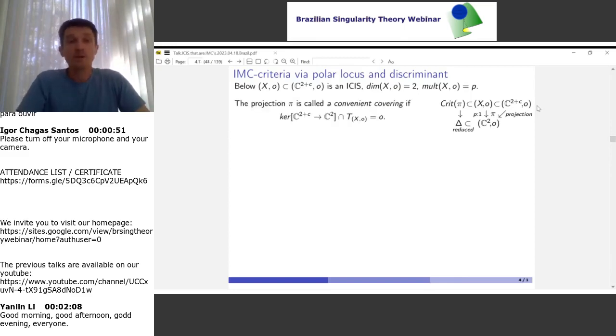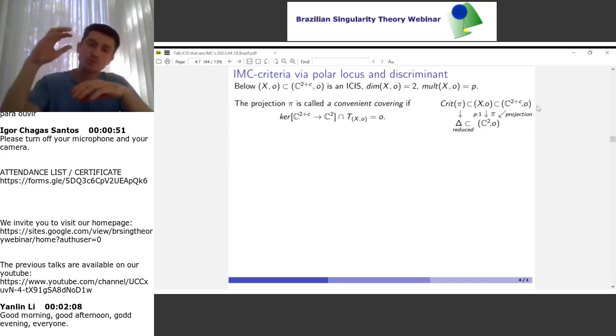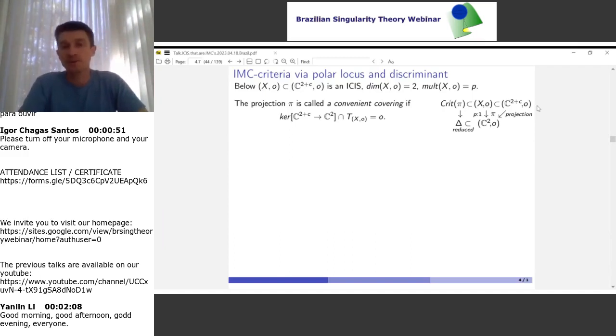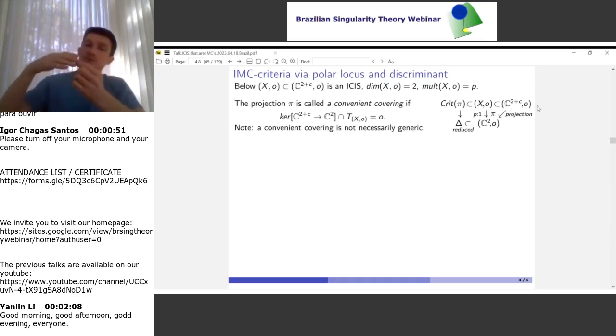Good. So I will restrict the projection; I will impose some condition. I do not assume that the projection is generic, but I assume that at least it satisfies the following condition. If you take the kernel of the projection, what is mapped to the origin, then this kernel must intersect the tangent cone of x only at the origin. In some sense, this is the minimal genericity assumption. When presenting a germ as a covering of some C2, people sometimes speak about generic projections, but we will often take non-generic projections. We will only assume that this condition of a convenient covering is satisfied. This is the minimal condition which is needed. So once again, a convenient covering is not necessarily generic. It could have very high ramification, but at least it is generic with respect to the tangent cone.